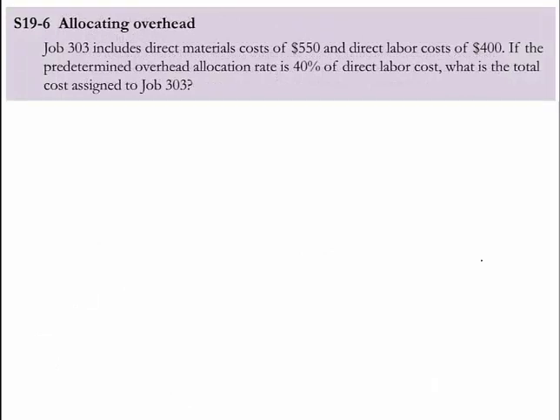Okay, so here's another one, job 303. We have here's the direct materials, here's the direct labor, and they allocate overhead at a rate of 40% per direct labor. So somebody already calculated the predetermined overhead rate for us. So what's the total job? So the direct materials are $550. The direct labor is $400.